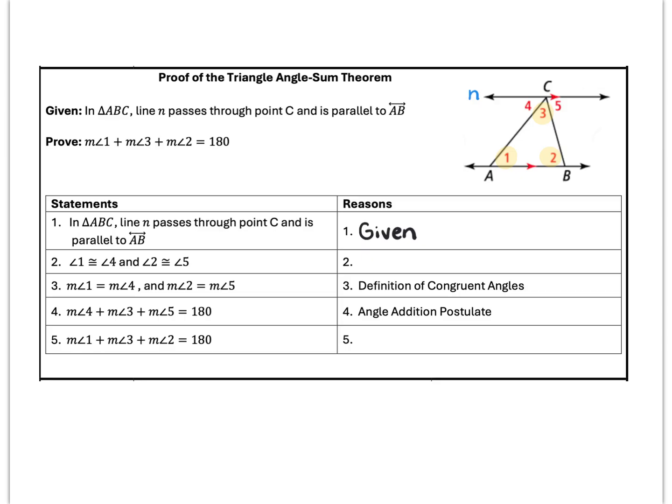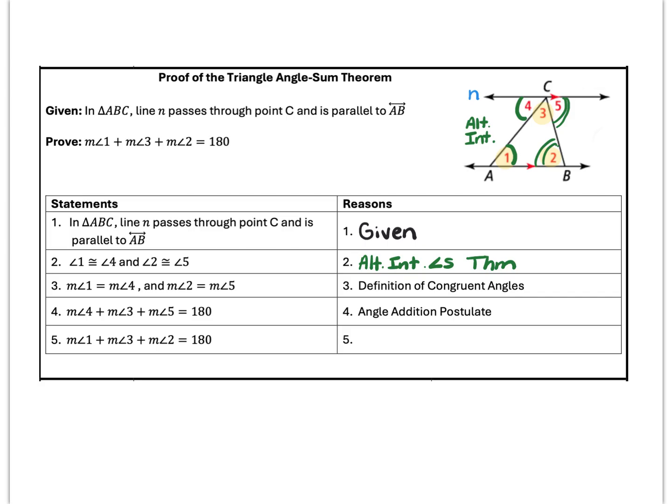In triangle ABC, line N passes through point C and is parallel to line AB. Next, we can see that angle 1 and angle 4, so these two angles right here, are a pair of alternate interior angles, and we know that when two lines are parallel, alternate interior angles are congruent. We can also find another pair of alternate interior angles with angle 2 and angle 5. So I put those on the same line because both of them use the alternate interior angles theorem.